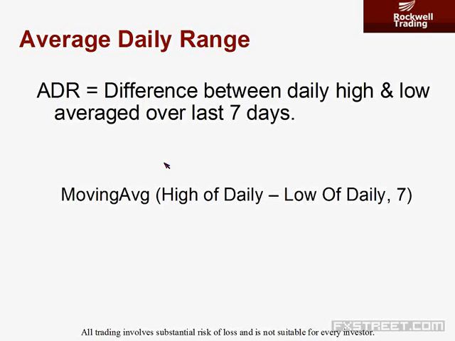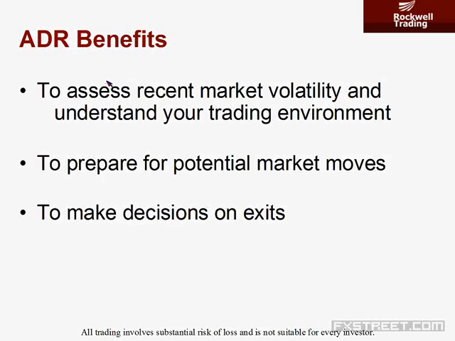So what do we do with the average daily range? Well, there are a few benefits and a few things that I get out of using the average daily range and understanding it. The first is to assess recent market volatility and to understand your trading environment. The second benefit here is to prepare for potential market moves. I use pivot points. I love pivot points, and as a day trader, I find that they are effective. And then lastly, I can take the average daily range and use it to make decisions on my exits.